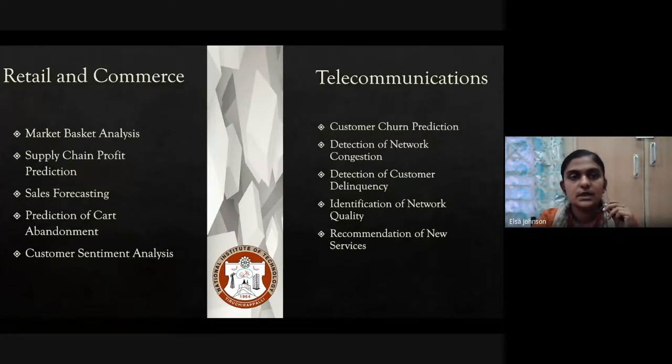Next is retail and commerce. In retail and commerce, there are many different things, such as market basket analysis, supply chain, profit prediction of cart abandonment, customer sentiment analysis, and sales forecasting. One of the prominent companies which has used the prediction of cart abandonment and received a great deal of money is Amazon. You have seen, right? Cart abandonment means leaving something in your cart. To prevent this, they have taken a great deal of measures.